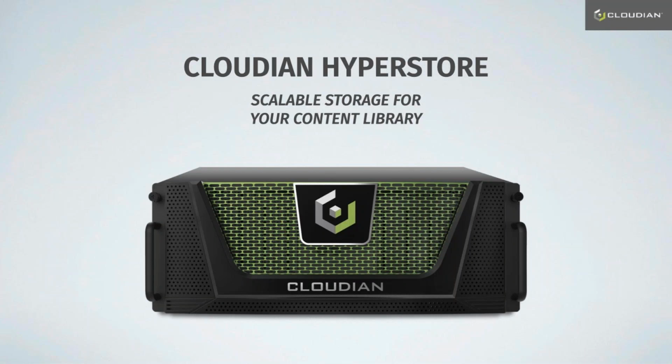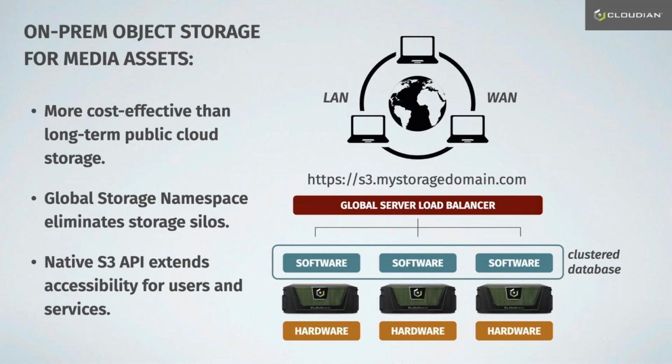Thanks, Chris. So at Cloudian, we have a software-defined object storage platform called Hyperstore. This is designed to be a scalable storage platform for your content library, for all of your media assets. It's on-prem in your data center, and you can utilize it as a native S3 API. So you can really think of it as the AWS S3 storage service, but on-prem in your data center. Why would you choose to deploy your own private cloud object storage?